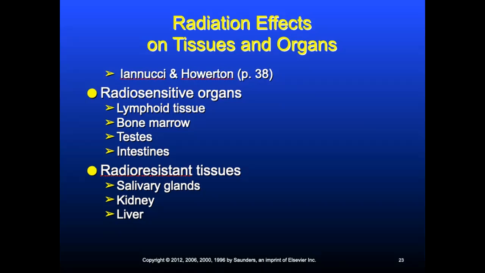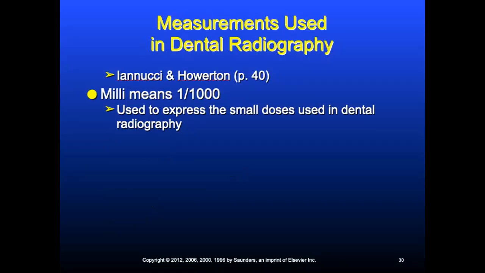And also, once again, the REM, or Roentgen equivalent man, is a dose equivalent measurement that is used to compare biologic effects of different kinds of radiation. And 1 sievert equals 100 REMs. Here, milli just means 1/1000th, and it is used to express the small doses used in dental radiography.